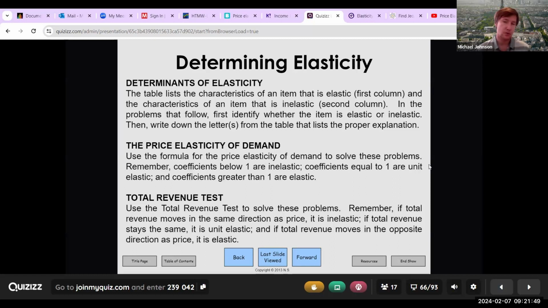Total revenue test: use the total revenue test to solve these problems. Remember, if total revenue moves in the same direction as price, it is inelastic. If total revenue stays the same, it is unit elastic. And if total revenue moves in the opposite direction as price, it is elastic.